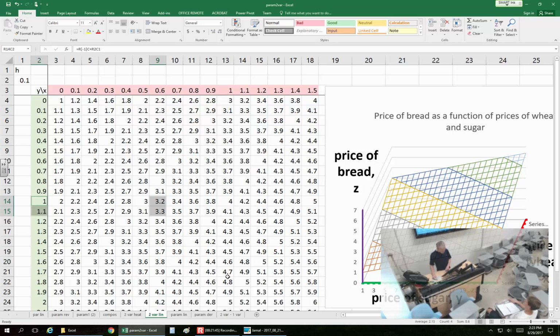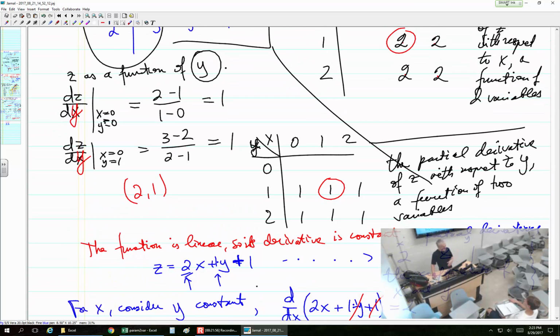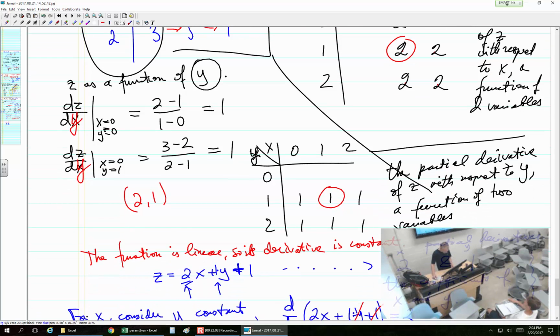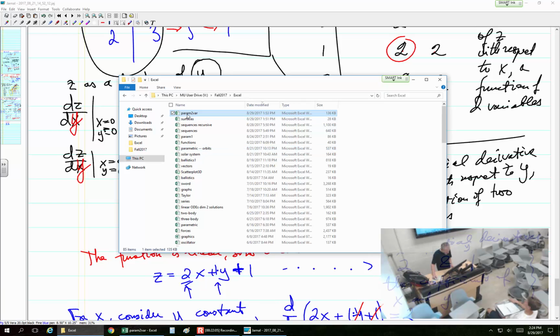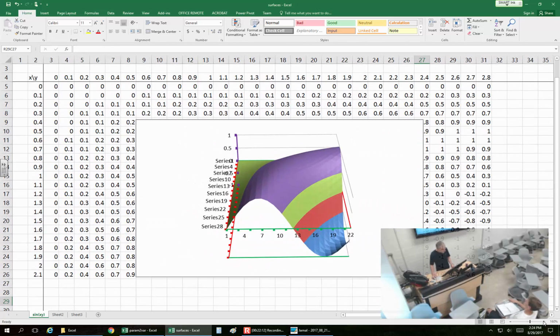Okay, so we're more or less done with this function. So let's take a look at something more complicated, when the original function is not linear, and therefore its partial derivatives will not be constant anymore. Okay, so this is the function. Here it is. The function is in fact sine of xy. You can see it at the bottom.